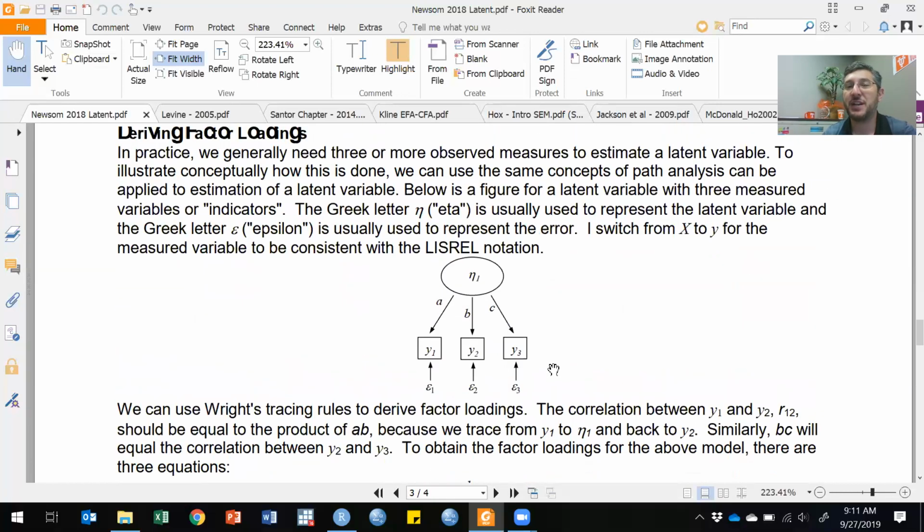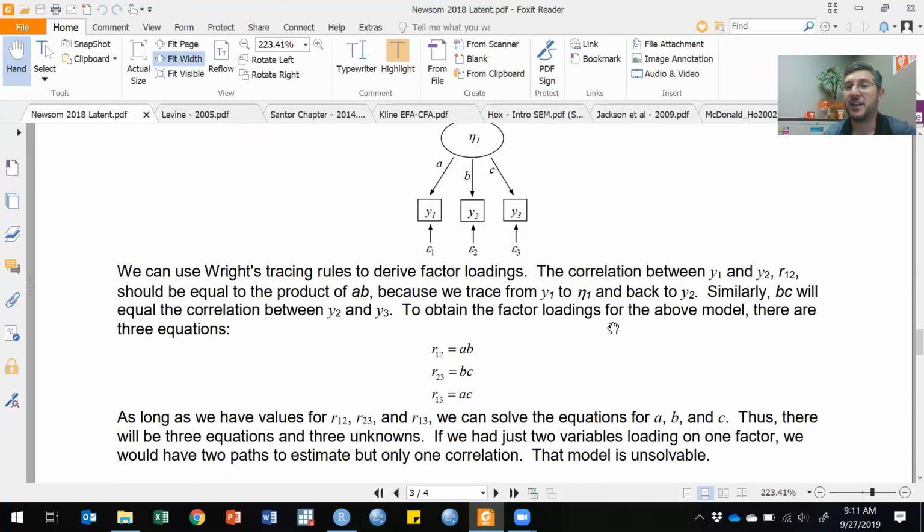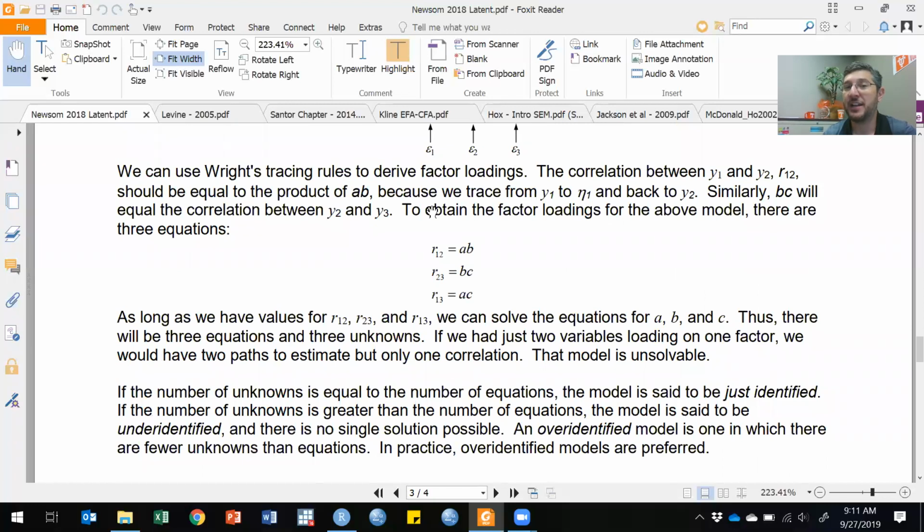He also talks a little bit about how factor loadings are actually derived, in an interesting way to think about it. So it's a good way to start wrapping your head around some of the concepts that we're going to be talking about.